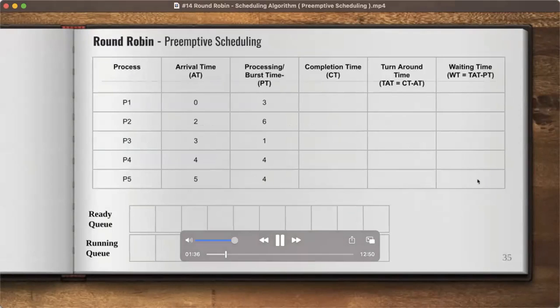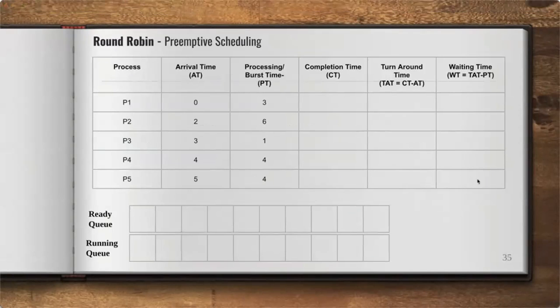So in the examination, you will be given a question. For instance, we'll say that you have 5 processes, each having the arrival time and processing time. And go ahead and calculate the completion time, average turnaround time, average waiting time, etc. So in order to solve this, we'll create 2 queues. One is the ready queue and the second is the running queue. And then we'll start to solve this. So let's see how we can do that.